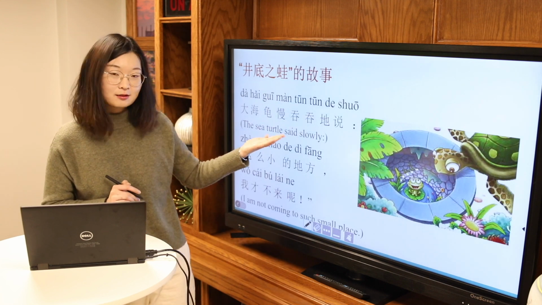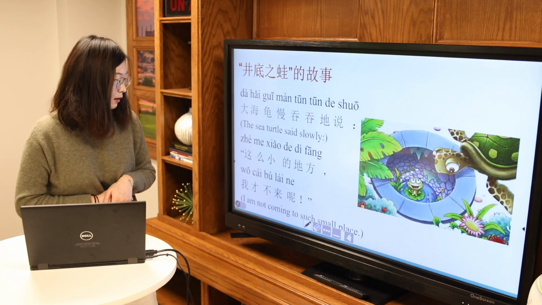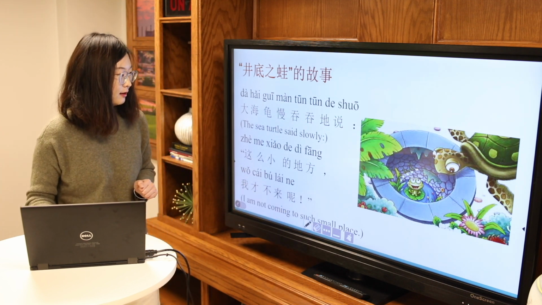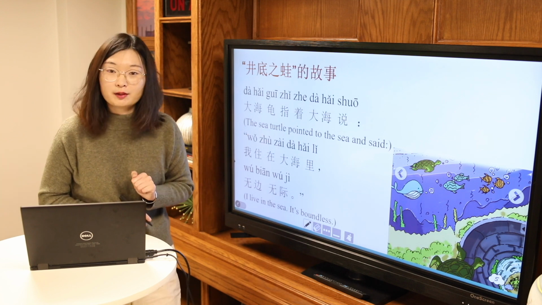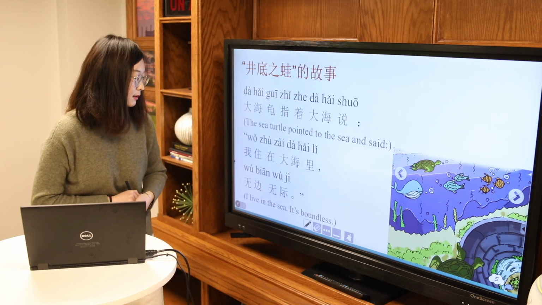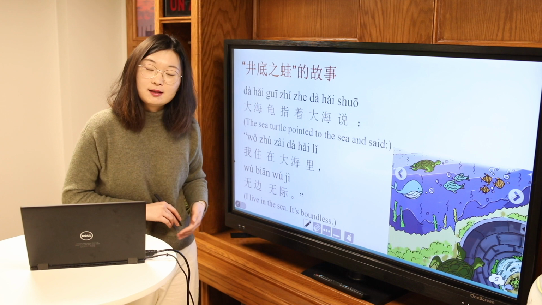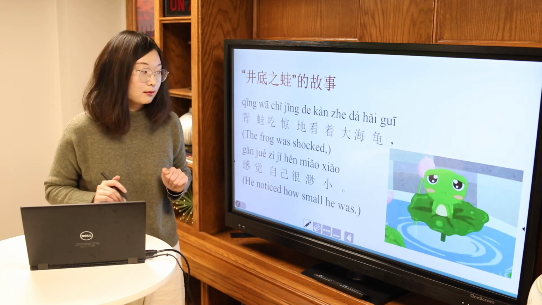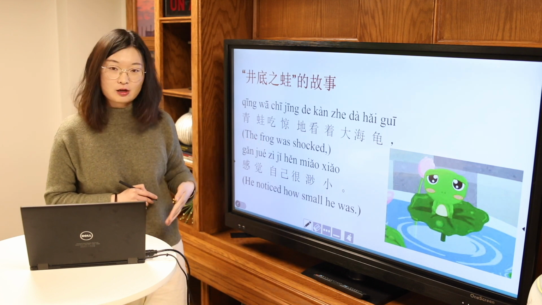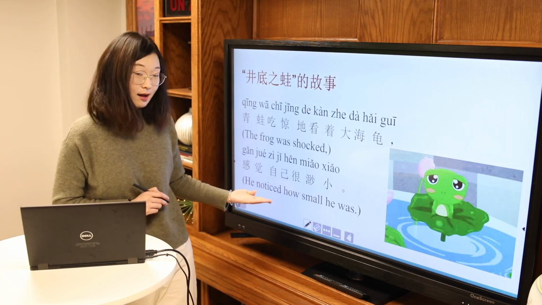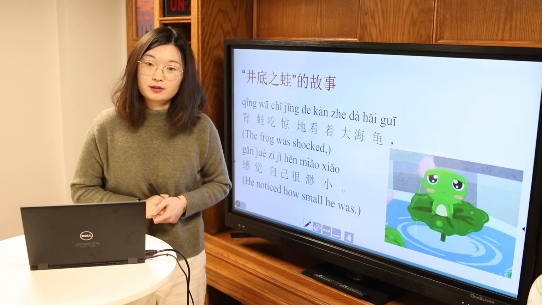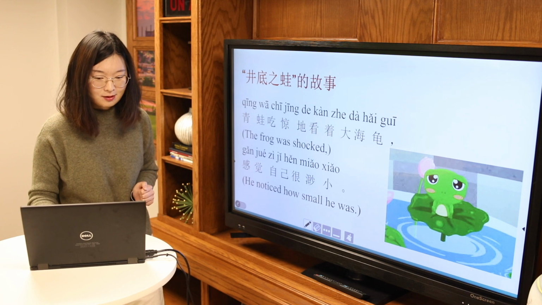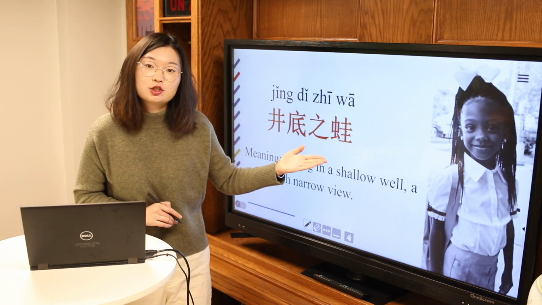And the sea turtle said slowly to him, "I'm not coming to such a small place." And the sea turtle pointed to the sea and said, "I live in the sea. It's boundless, and I have a lot of friends there." The frog was shocked, and he now noticed how small the place he lived was and how small he was. Okay, so that's the story of 井底之蛙.